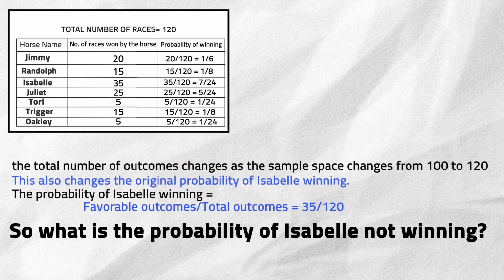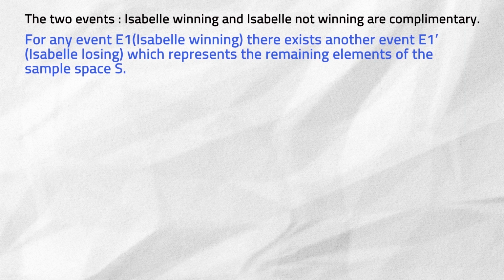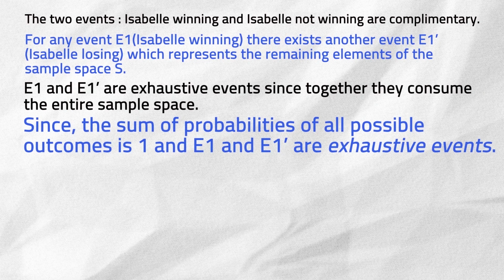So what is the probability of Isabel not winning? The two events, Isabel winning and Isabel not winning, are complementary. For any event E1, Isabel winning, there exists another event, E1 complement, Isabel losing, which represents the remaining elements of the sample space S. E1 and E1 complement are exhaustive events since together they consume the entire sample space.